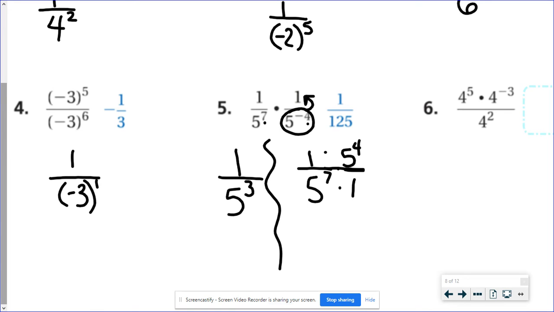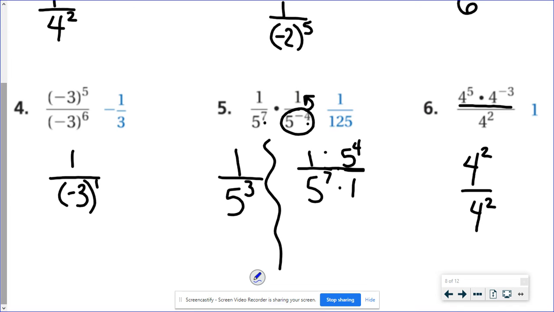And for number 6, I have this thing that's in the numerator that's got a negative exponent. I could make it happy. Or I could use my product rules and say, how many of those 4's do I really have in the numerator? When I add my exponents, I end up with a 2. And in the denominator, I have 4 to the 2nd. I've got the exact same thing on the top and the bottom. That's a 1.